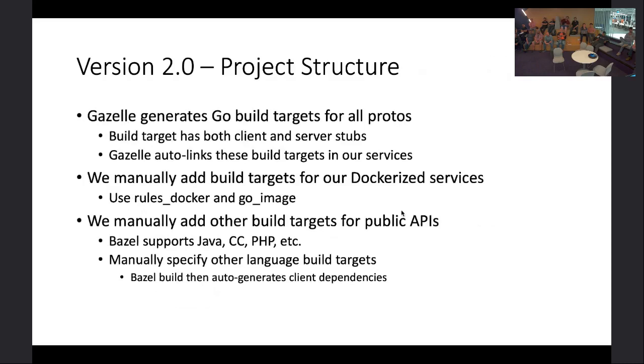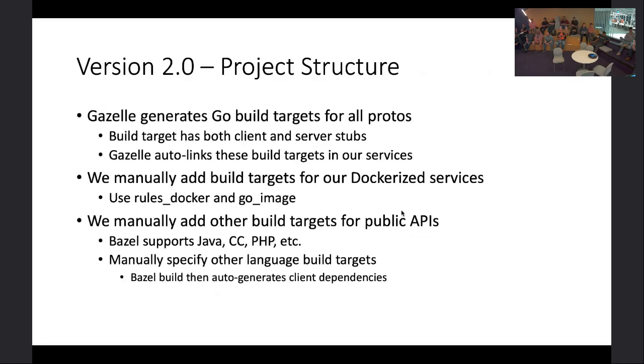At this point, we use Bazel to generate Go build targets for all of our proto-defined objects. In the build target, both the client and the service get generated. That's just what comes by default. Then Bazel auto-links these into the build targets for the services that depend on them automatically. We manually add in build targets for our Dockerized services.